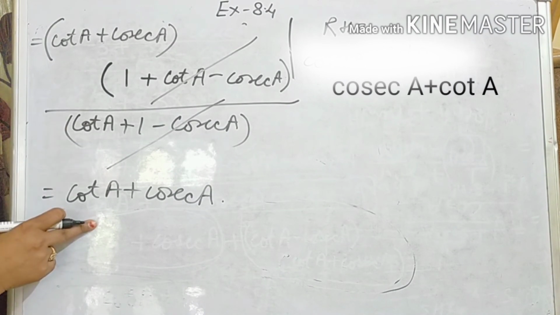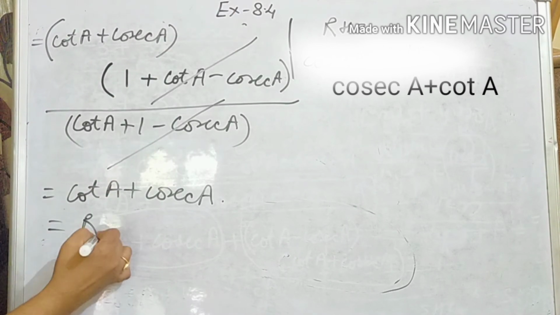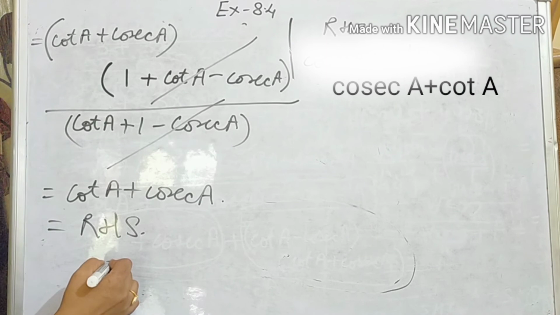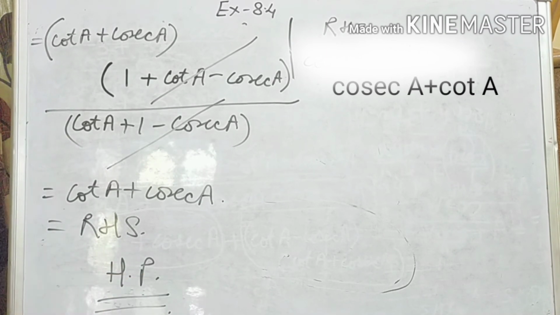Now this is the left hand side, which is equal to our right hand side, and hence proved. So we have proved this identity.